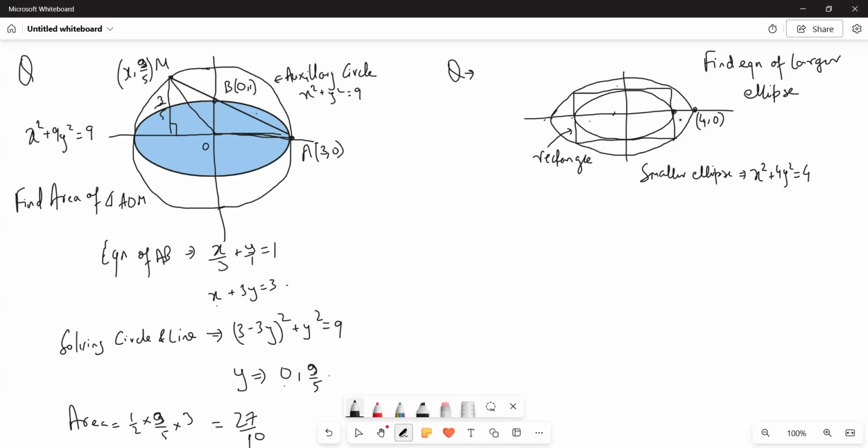So for the small ellipse, this point will be 2,0, this point will be 0,1, which will make this point on the rectangle as 2,1. So let's suppose the larger ellipse is x square by a square plus y square by b square is equal to 1. So two conditions have come. First is the point 4,0. So 4,0 must satisfy this. 4,0 and 2,1 must satisfy.